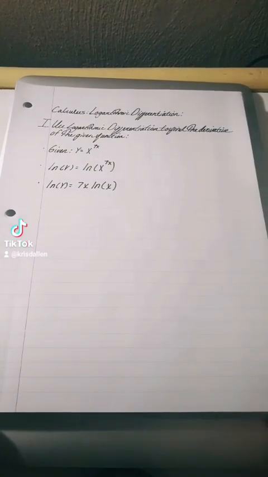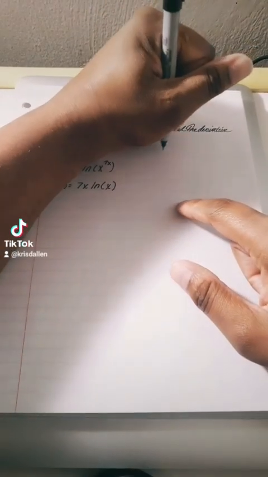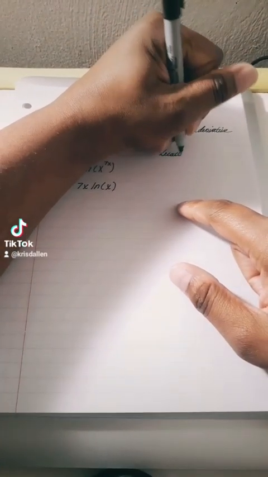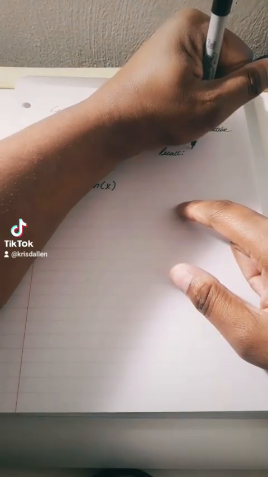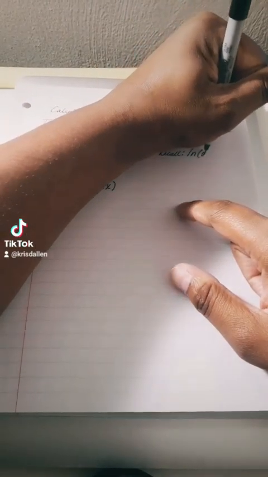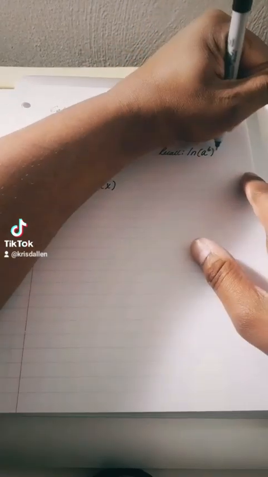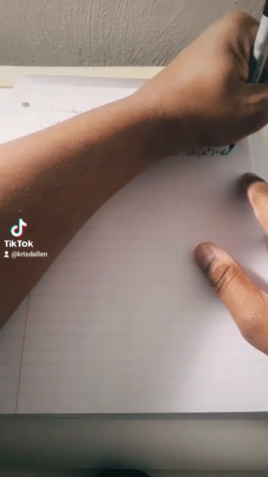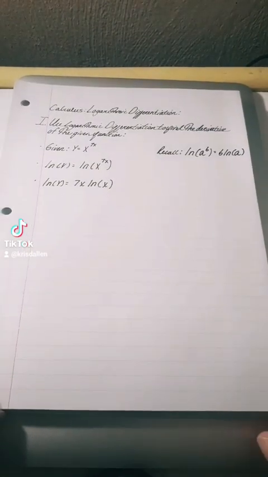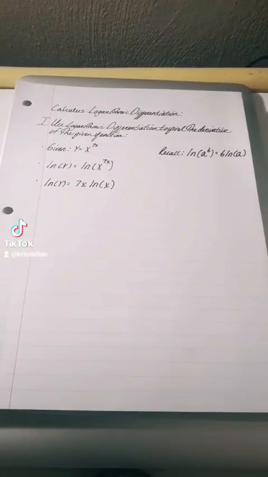because remember, if I have ln of a raised to the b, well, that's just going to give me b times ln of a, or the natural logarithm of a. So in this case, we've used one of our logarithmic properties to simplify this right-hand side here.